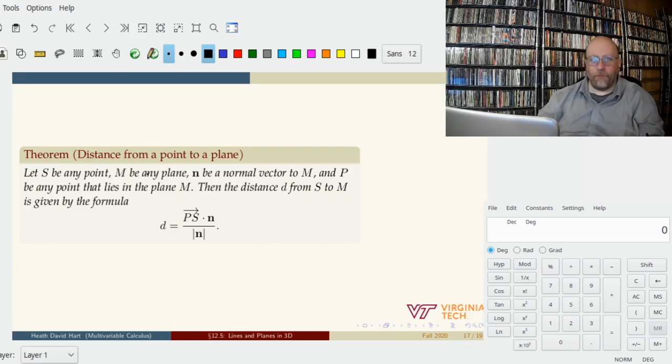So just summarizing, the distance from a point to a plane is the dot product of a vector from a point on a plane to the point we're finding with the normal vector divided by the magnitude of the normal vector. That just summarizes what we did on the previous slides.